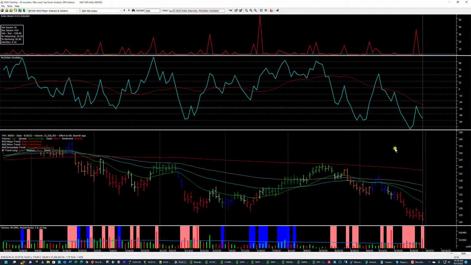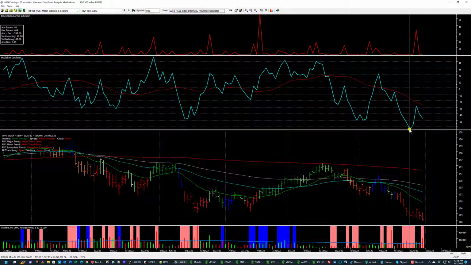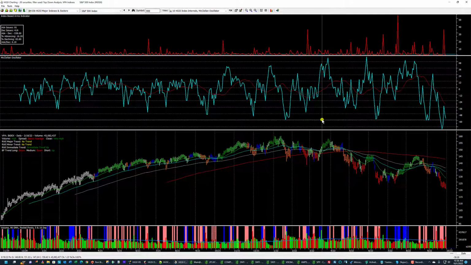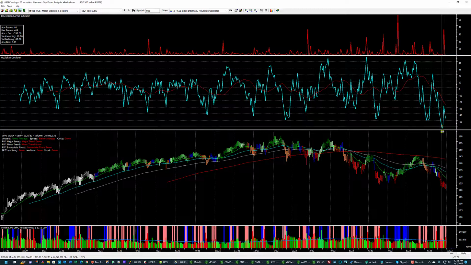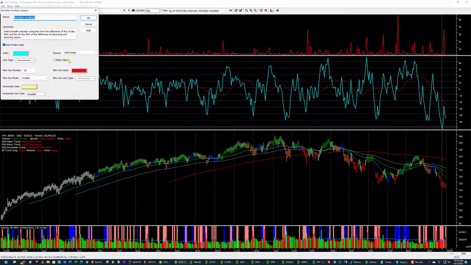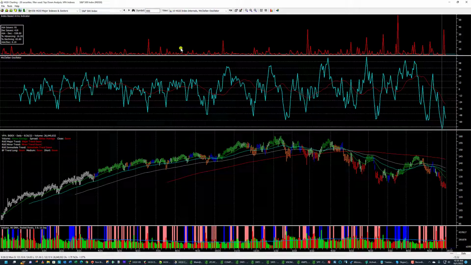Now I'm going to move down to the McClellan Oscillator. You can see it's been lower here, but this is just another indication of how oversold this market is. Look at this undercut here a few days ago on this down move. This is comparing the advancers versus decliners. In fact, if you want to know what it is, just edit the indicator, go into McClellan, and it tells you what it is. It's an index breadth indicator computed from the difference of the 19-day EMA and the 39-day EMA of the difference of advancing and declining issues.